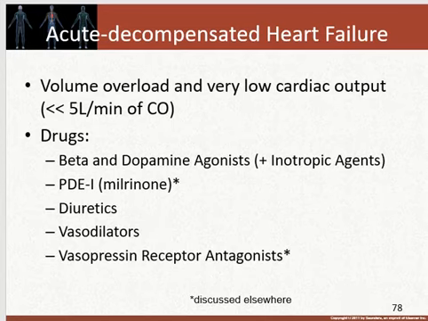These are called positive inotropes. Remember, if you will, the beta blockers were defined as negative inotropes. Now we're going to switch gears and we're going to start treating with positive inotropes. Positive inotropes can also be described as phosphodiesterase inhibitors like milrinone. And then we'll still use, with some slight reservation, diuretics and vasodilators, and we'll start to include the vasopressin receptor antagonists, which are discussed elsewhere.